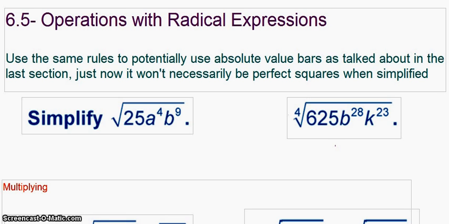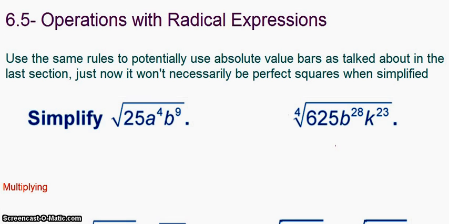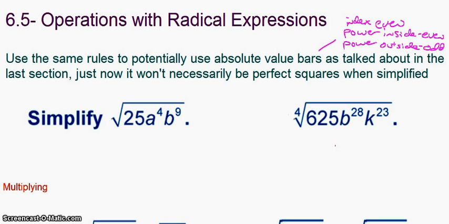So we are going to use the same rules to potentially use those absolute value bars as we talked about in the last section, and remember that is when your index is even, your power on the inside is even, and your power on the outside, once you simplified, is odd. So do be careful and do watch out for that, but you only have to worry about it when your overall index is even at least. So let's take a look at the first one.